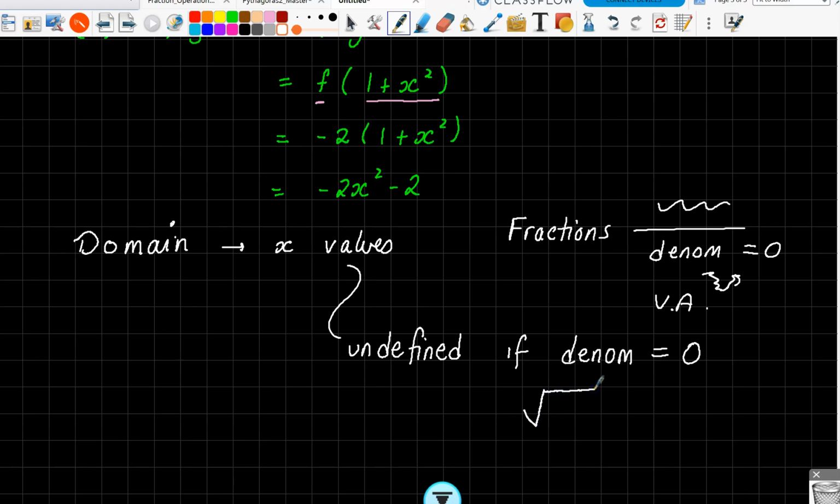Right. Square root. We cannot square root a negative number. So if we've got x there, then x has to be, now what I'm saying, undefined if, well, I better write that, so undefined if, or when, x is less than 0. Agreed?